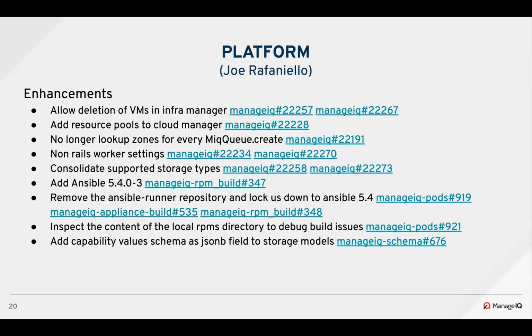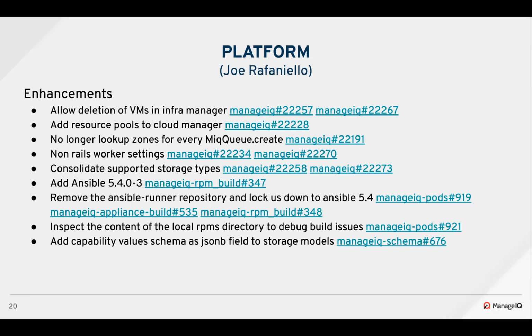Over to Joe. Okay, for core enhancements, Adam already mentioned the first two here, but it's worth mentioning anyway. Damien added the permissions and role changes to delete a VM through the infrastructure manager, and Eliza added resource pools as an association to the cloud manager. Next, Keenan improved the performance of MIQ create by caching the zone lookups. Adam continued on his path toward non-Rails workers by giving them worker settings. Keenan consolidated the supported storage types to simplify some conditional logic.